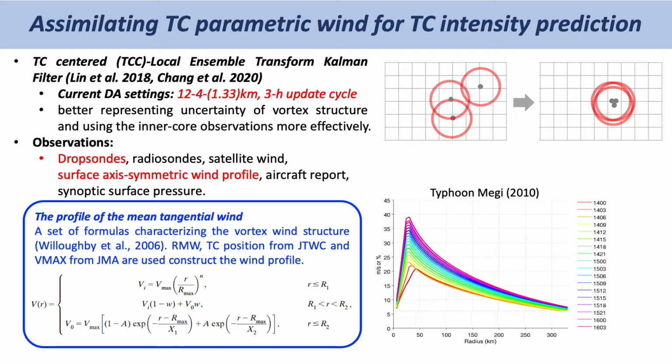Over the northwestern Pacific region, we usually don't have inner core data unless there's a special observation experiment. So we assimilate synthetic observations of the axisymmetric wind profile. This is defined as the mean tangential wind, following Willoughby 2006, which used a set of formulas to characterize vortex wind structure. On the right-hand side is the example of Typhoon Megi 2010. You can see the tangential wind profile change in time with different intensity.